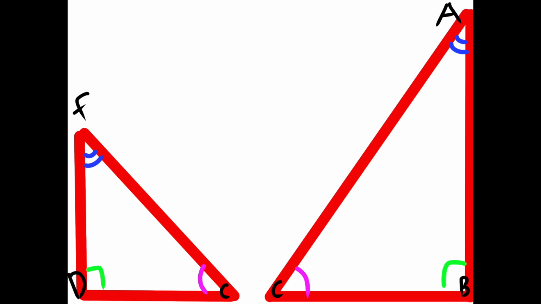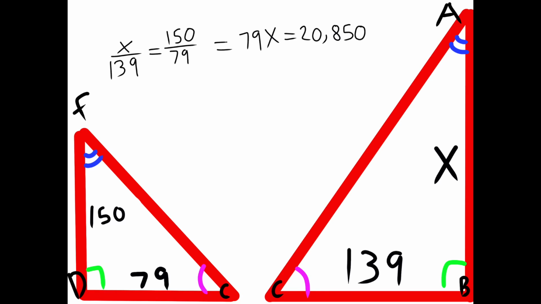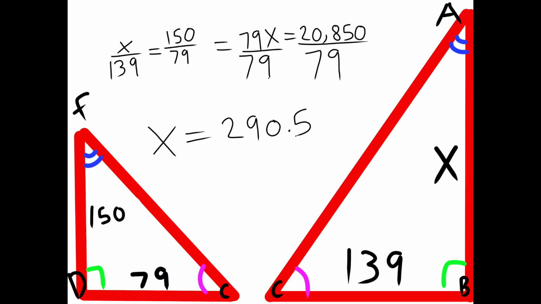Because we know they are similar, we can now use proportions to find the unknown height of the climbing wall. To set up our proportion, we are going to start by renaming the unknown height x. We are going to put x over line AB and make it equal to line DC over line CB. Then we cross multiply to get 79x equals 20,850. Then you divide both sides by 79, getting x equals 290.5.